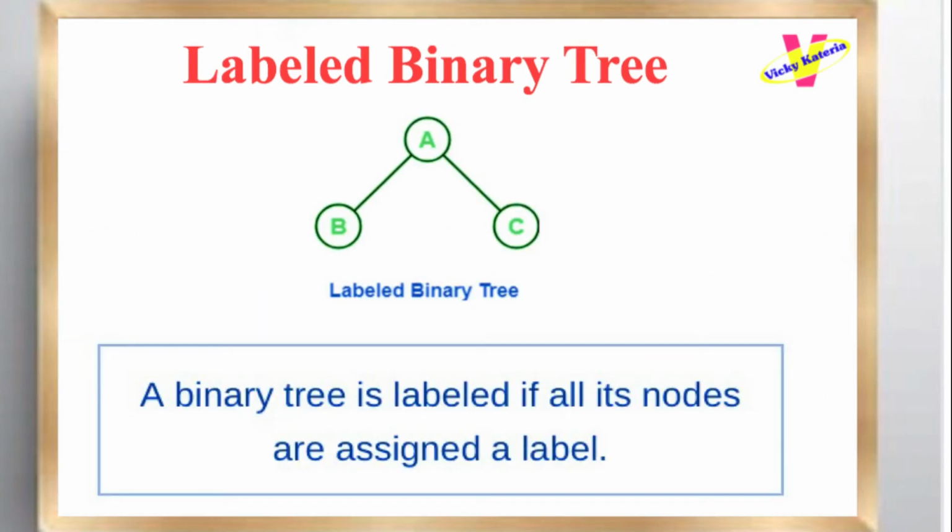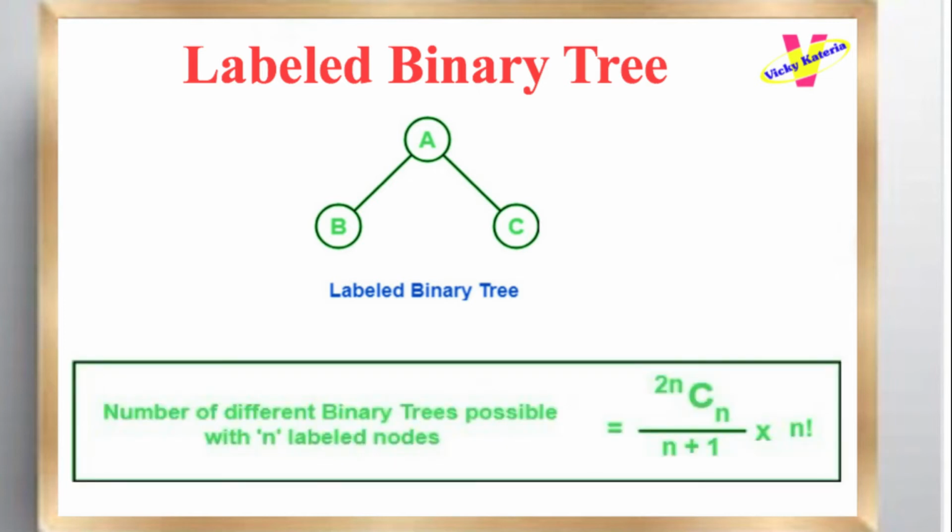Labeled binary tree. A binary tree is labeled if all its nodes are assigned a label. Labeled binary tree: the number of different binary trees possible with n labeled nodes equals 2n combination n divided by n plus 1, into n factorial.